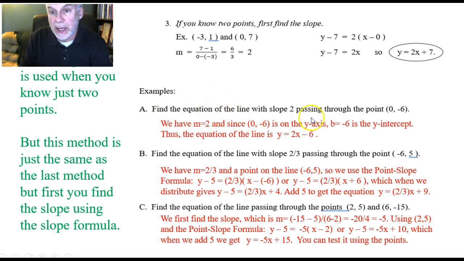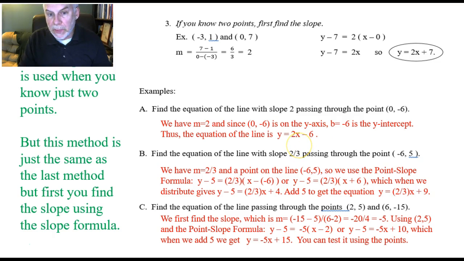So we had to find the equation of a line with slope 2 passing through 0, -6. Now, if the slope is 2, then m is 2. And since 0, -6 is on the y-axis, it's 6 units down on the y-axis, so that's the y-intercept. So b would be -6, and that's the y-intercept. So the equation then is easy. You can just go y equals 2x minus 6. So in that case, it was just a matter of realizing that the -6 was the b, and we had the slope, so just plug it into the equation.